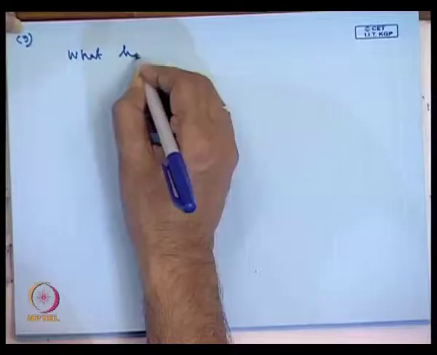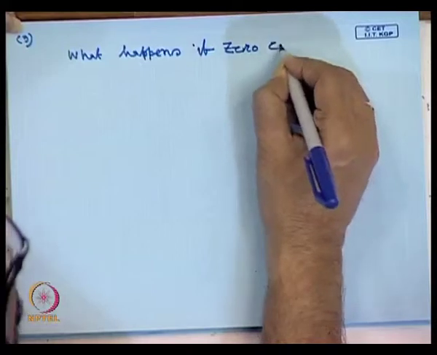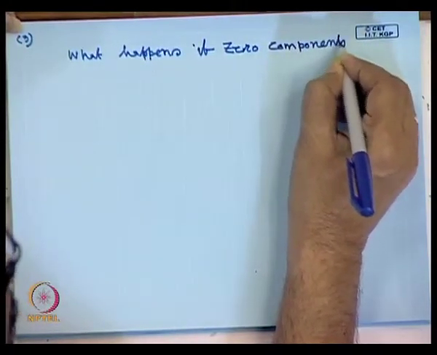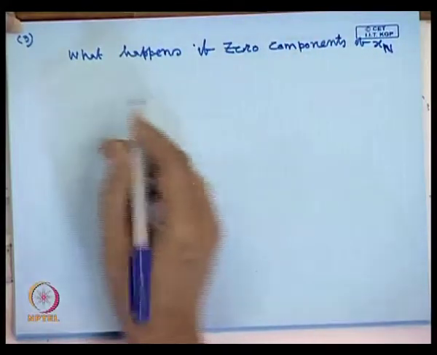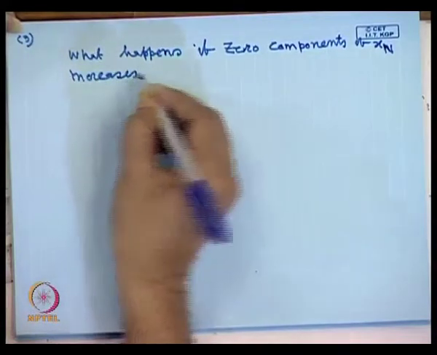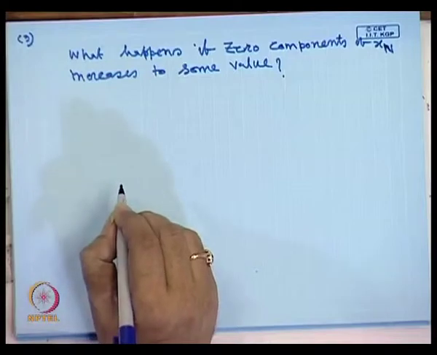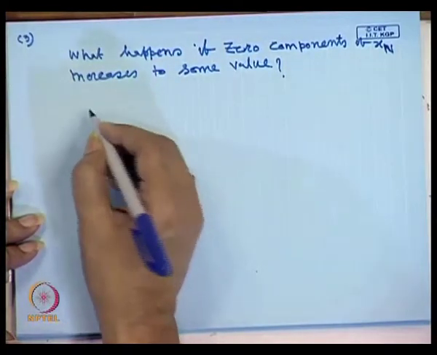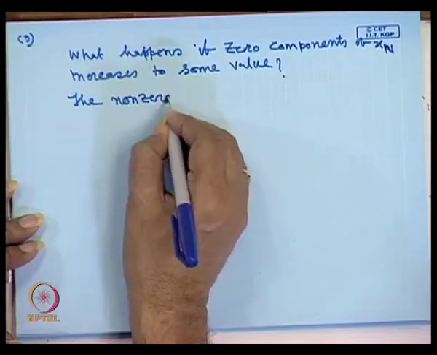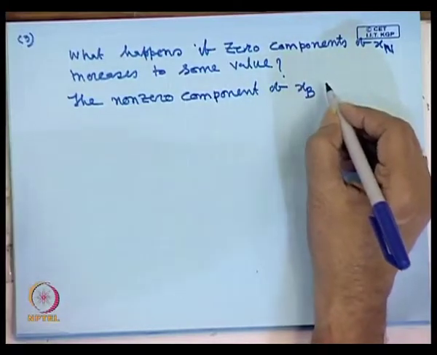Now the question is here: what happens if a 0 component of x n, capital N, which has n minus m components, all of which are zeros, increases to some value? What happens if a 0 component increases to some value? The non-zero component of x, you see, the non-zero components of x b, those basic variables' values are non-zero.